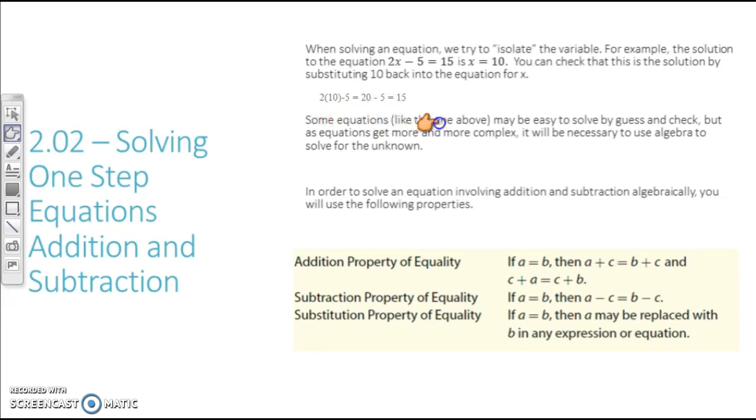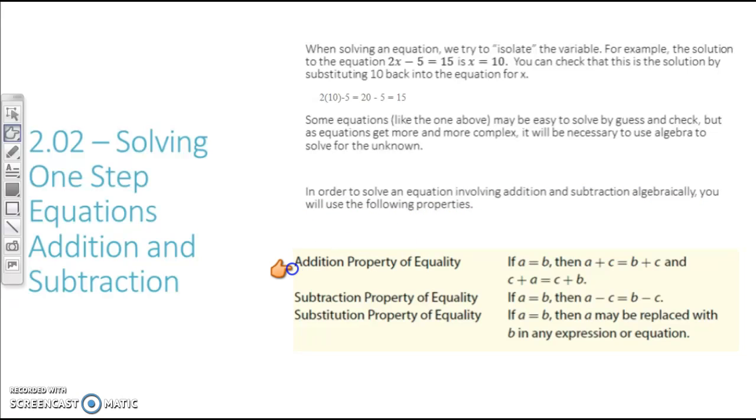Some equations, like the one above, may be easy to solve by guess and check. But as equations get more and more complex, it will be necessary to use algebra to solve for the unknown. In order to solve an equation involving addition and subtraction algebraically, you will use the following properties.